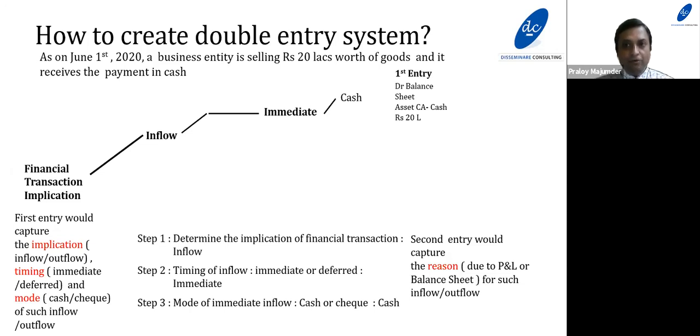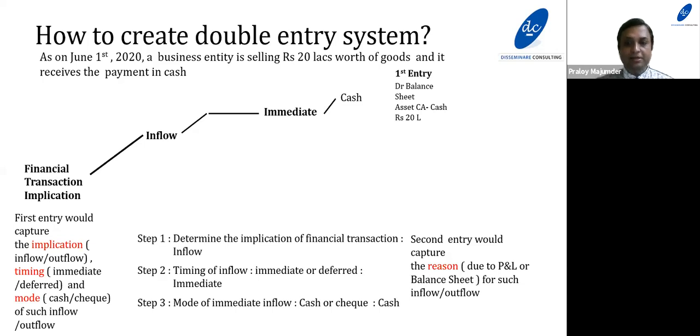When there's an inflow, immediate in the form of cash, the first entry will always be debit, balance sheet, asset, current assets, cash. Always remember, whenever an inflow is happening, immediate cash, then the first entry would be the debit, balance sheet, asset, current assets, cash, rupees 20 lakhs.